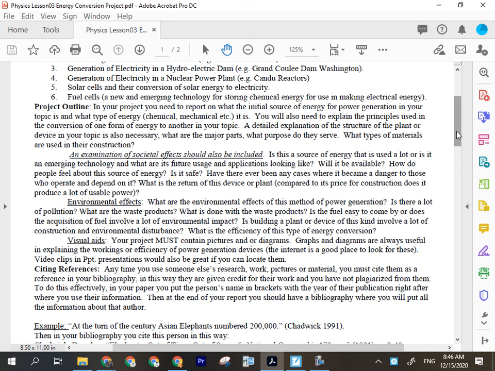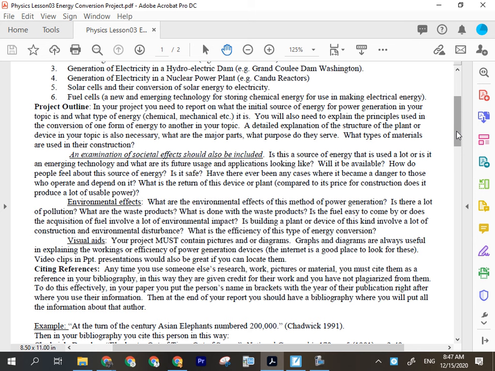You'll also need to explain the principles used in the conversion of one form of energy to another. So how do they release the energy in coal? How do they capture and harness the energy in coal? How do they convert it and turn it into electricity? A detailed explanation of the structure of the plant or device in your topic is also necessary. What are the major parts? Basically, you have to explain to me how a coal-fired electrical plant works. What goes on in there? What are some of the major parts? What purpose do they serve?